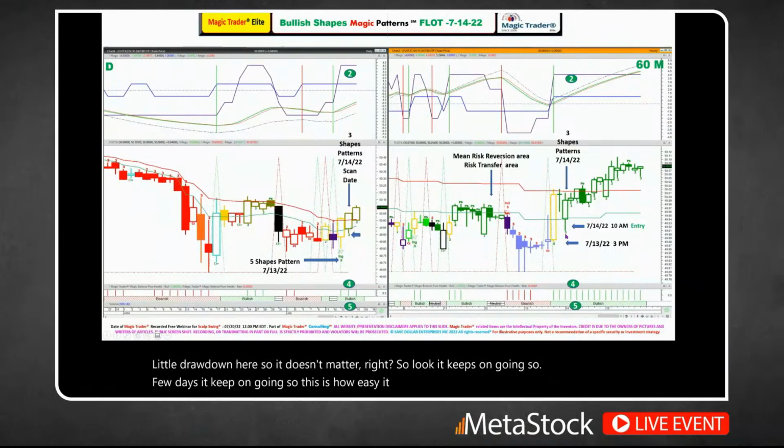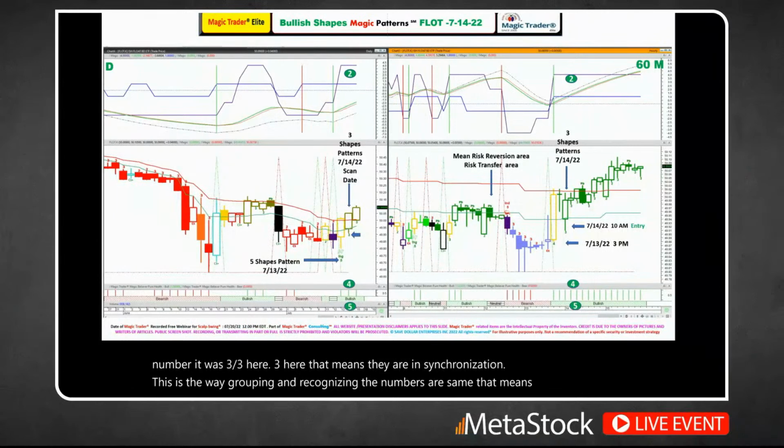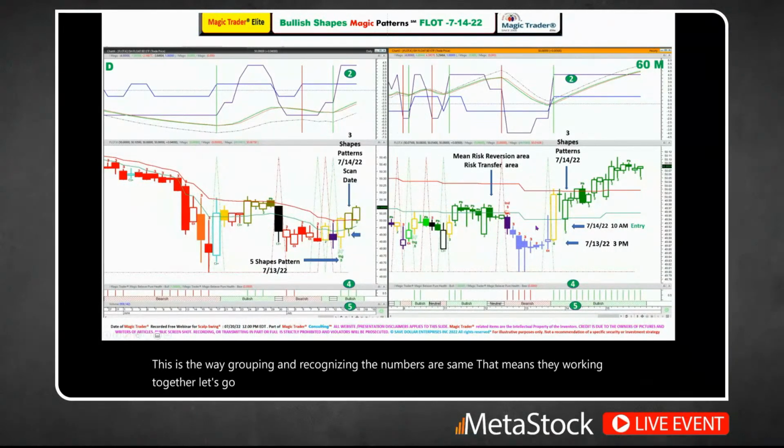And what happened here? What number was it? 3. 3 here, 3 here. That means they are in synchronization. This is the way of grouping and recognizing the numbers that are the same. That means they are working together. So let's go. Here is a yellow bar the day before, a yellow bar the day before.